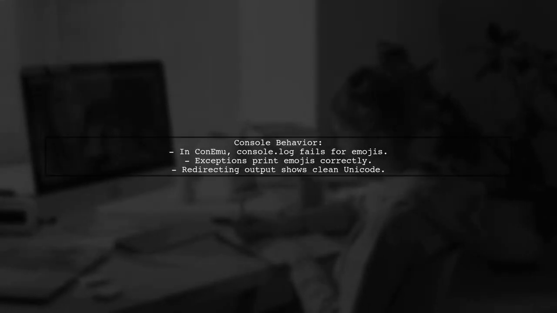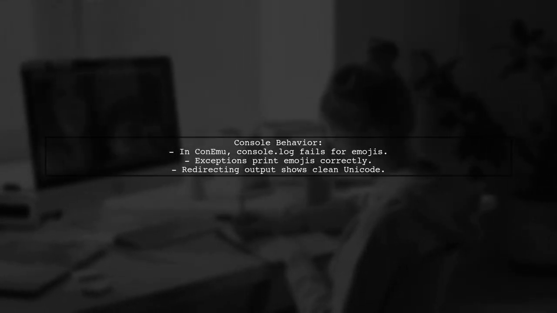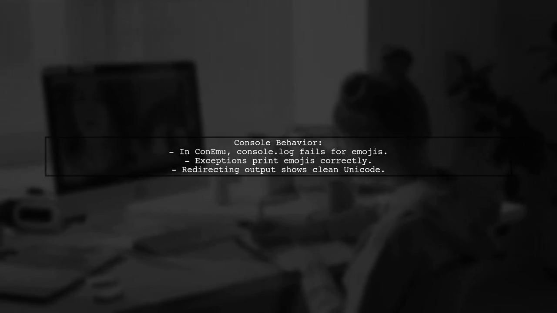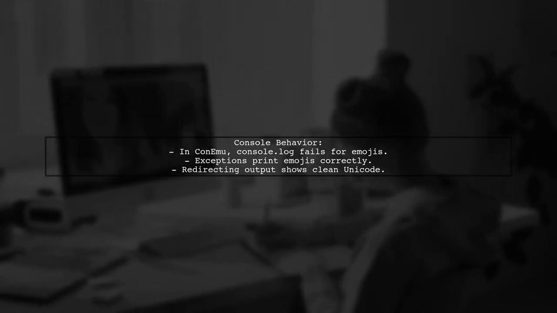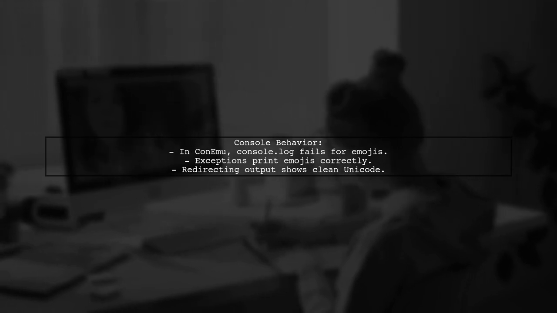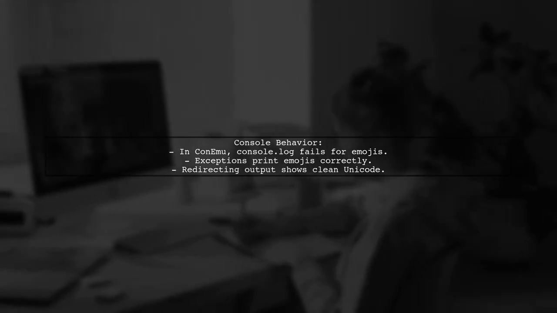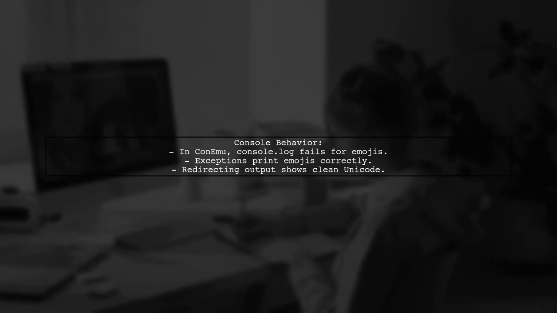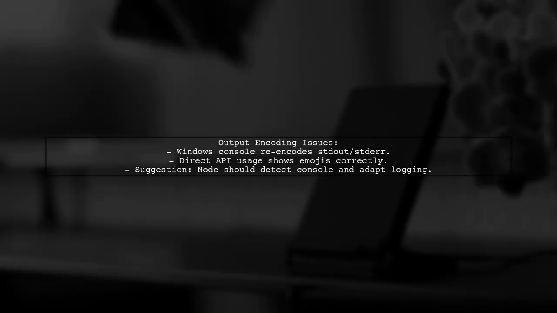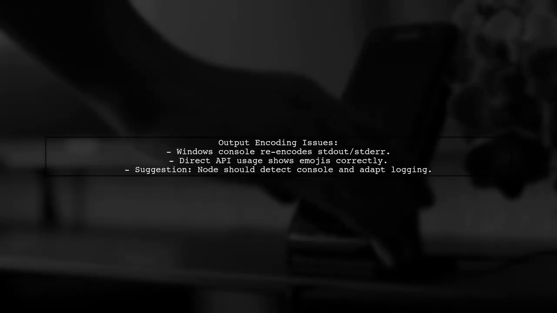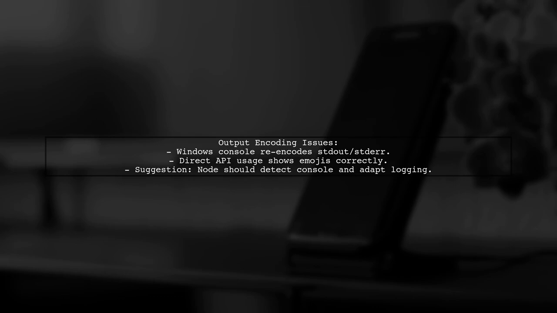When running a program in a console like ConEmu, emojis may not show up with console.log, but exceptions do. Redirecting output to a file shows clean Unicode for both cases. The issue arises because the Windows console re-encodes output from stdout and stderr. Directly using the Windows console API allows for proper emoji display. The suggestion is for Node to mimic this behavior for console logging.